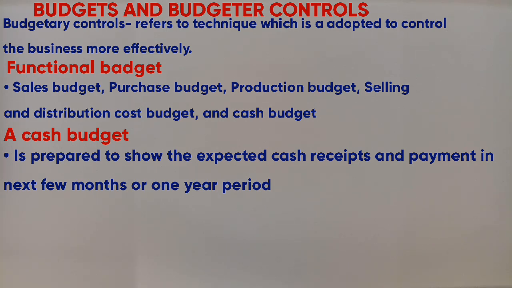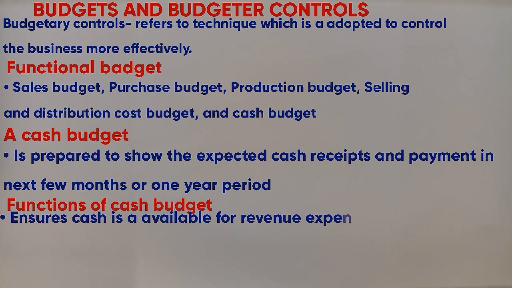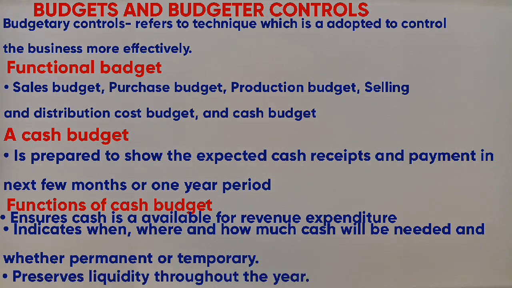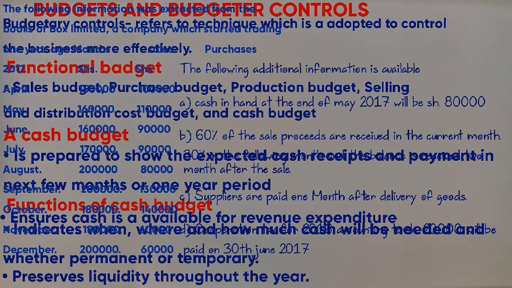A cash budget serves the following purposes. For example, a cash budget ensures availability of cash for revenue expenditure. Point number two, it indicates when, where, and how much cash will be needed, and whether permanent or temporary. Point number three, it preserves liquidity throughout the year. Now I want us to focus on an illustration of how to prepare a cash budget. The question is shown below.